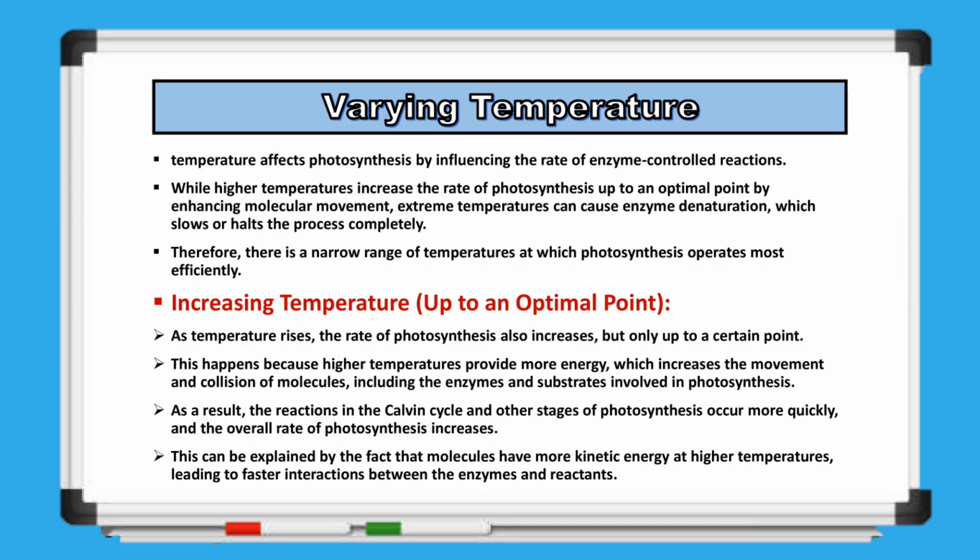But here's the catch: if the temperature gets too high, the enzymes can become denatured, which means they lose their shape and stop working properly. And when that happens, the entire process can slow down or stop completely. So, photosynthesis has a narrow temperature range where it works best, not too cold, not too hot, just the right balance for those enzymes to do the job efficiently.